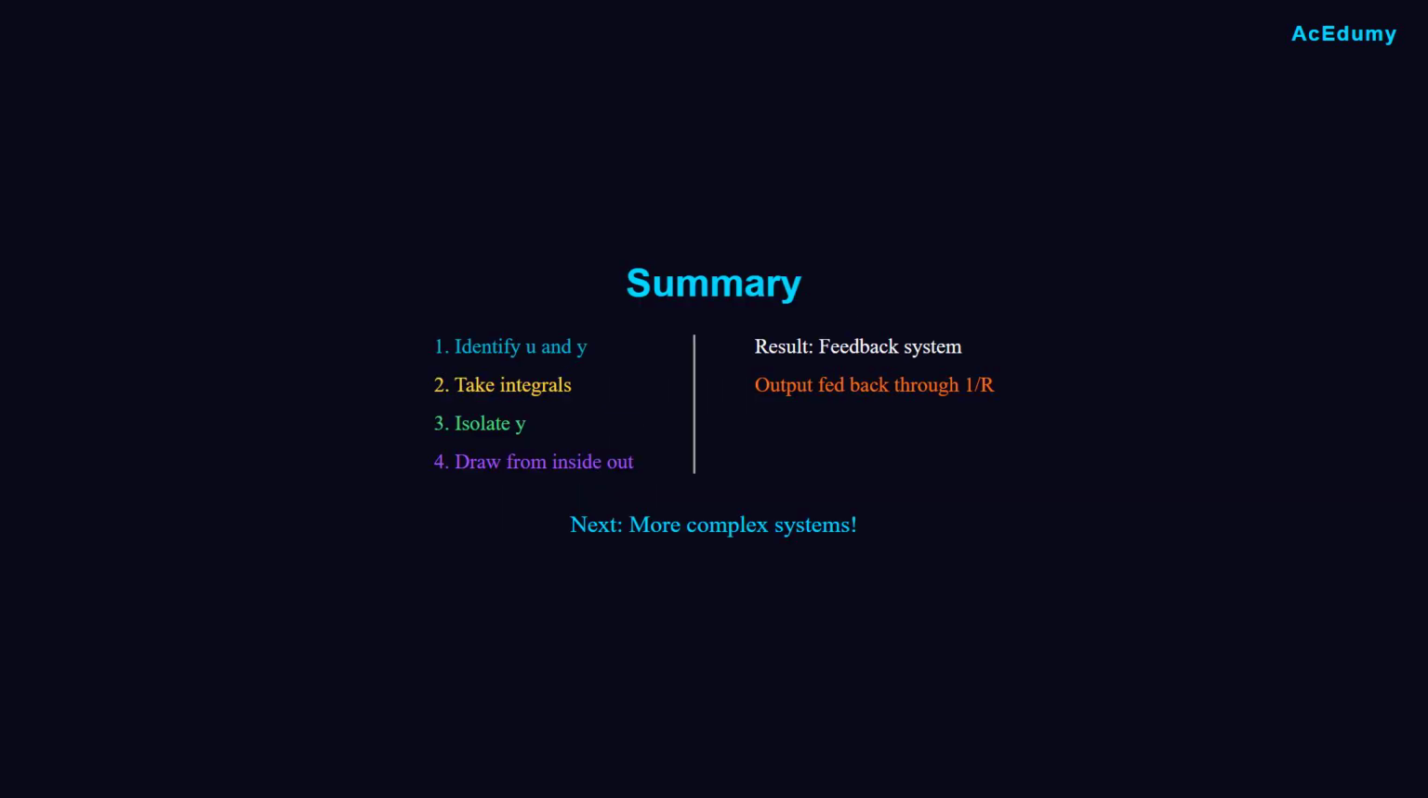Let's summarize. We converted the RC circuit equation to a block diagram in 4 steps. First, identify input U and output Y. Second, take integrals to remove derivatives. Third, isolate Y on one side. Fourth, draw the diagram from inside out. The result is a feedback control system where output Y is fed back through a gain block.